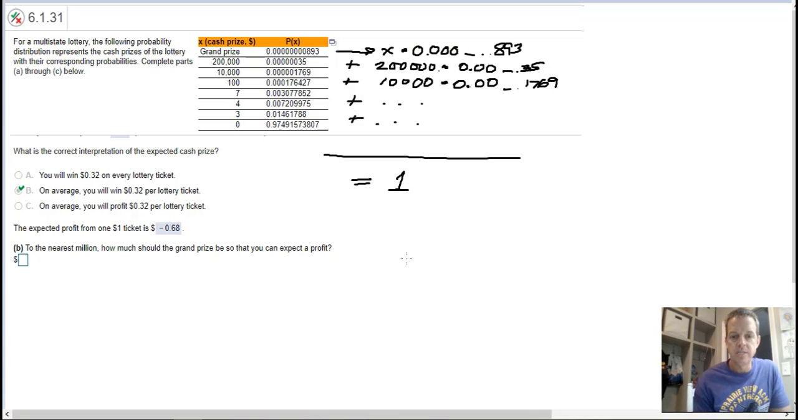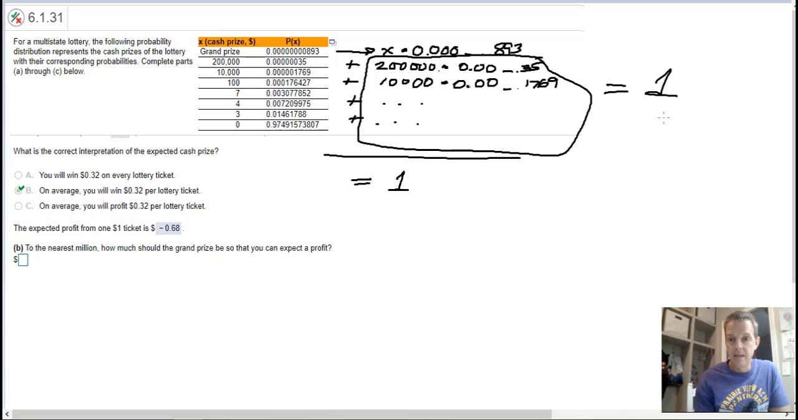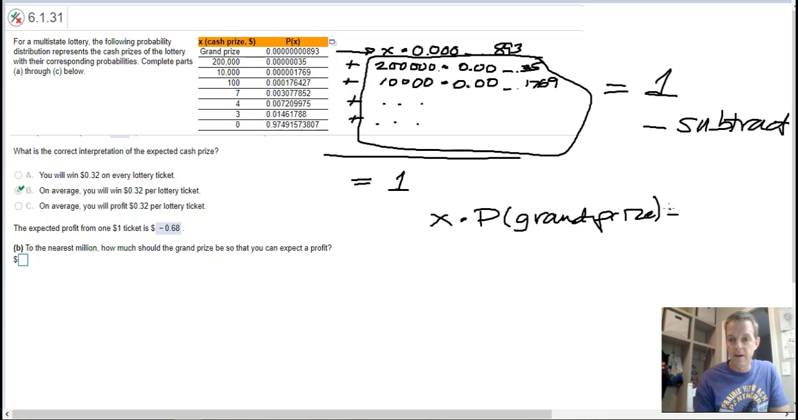So essentially, if we set this up as an algebra problem, we can put all of those things on one side and 1 on the other. So if we subtract all of these multiplications from both sides, then we can find an equation that is x times that probability of the grand prize, and we can divide both sides by the probability of the grand prize, and we will get the answer that we want. So let me go show you in Excel what I mean.